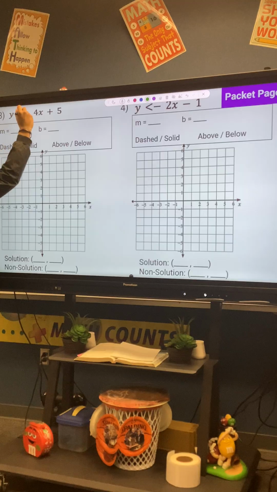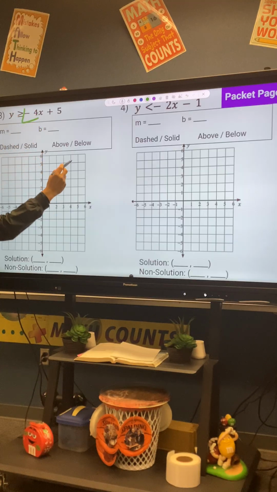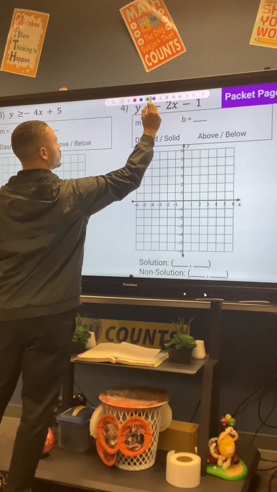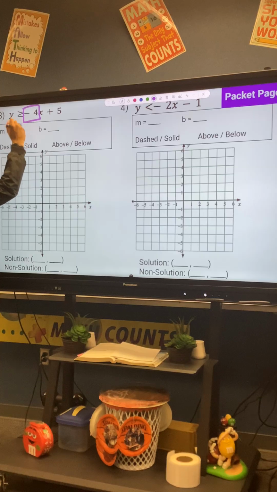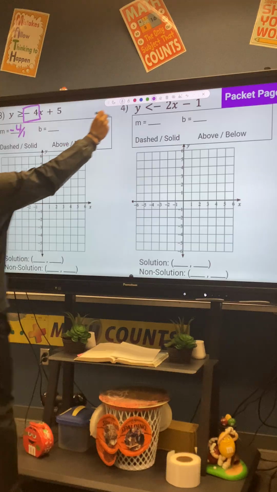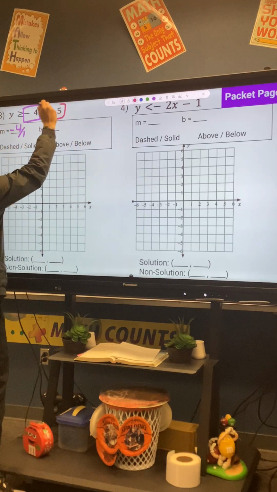What's my M value? 5? Hold on. It's the M value. Just negative 4. Your x is its own value, so don't worry about that x. It's just negative 4. Make it into a fraction because you need to rise and you need to run. So it would be negative 4 over 1, if that helps you out. So then what's my B? Bailey? Yes. 5. B is 5.